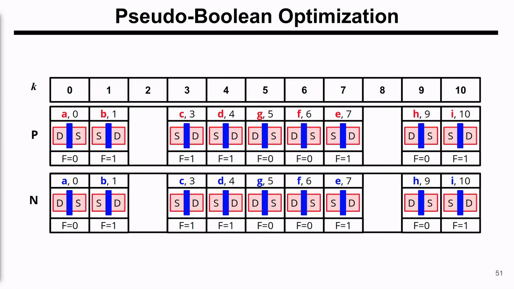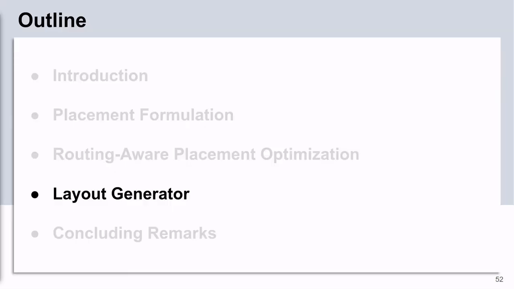When an optimum is found, the transistors are arranged in 2 rows. Each transistor that is next to another presents an abutment. This is the final result of the placement algorithm. With the placement solved, we move to the layout generation and show some results.